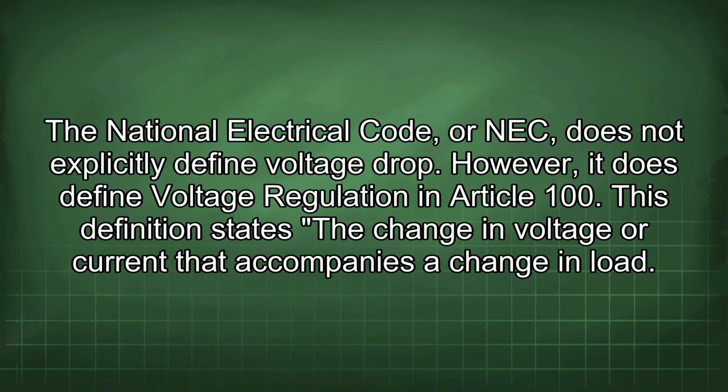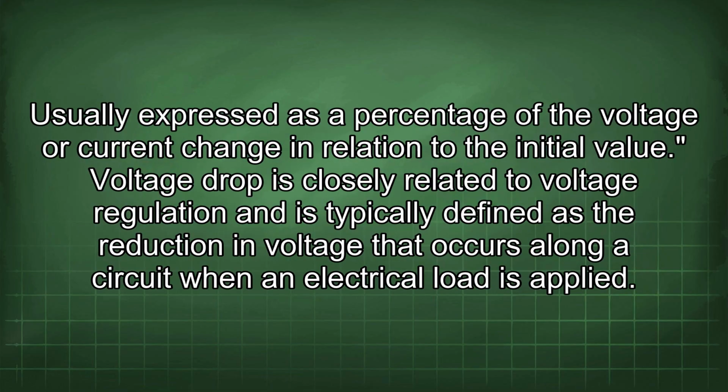The National Electrical Code, or NEC, does not explicitly define voltage drop. However, it does define voltage regulation in Article 100. This definition states the change in voltage or current that accompanies a change in load, usually expressed as a percentage of the voltage or current change in relation to the initial value. Voltage drop is closely related to voltage regulation and is typically defined as the reduction in voltage that occurs along a circuit when an electrical load is applied.